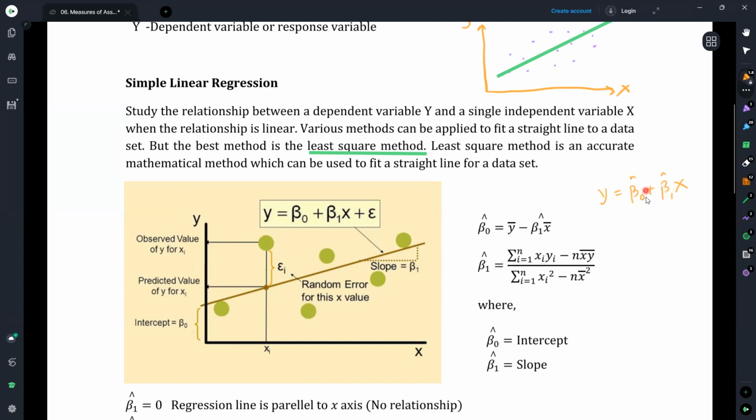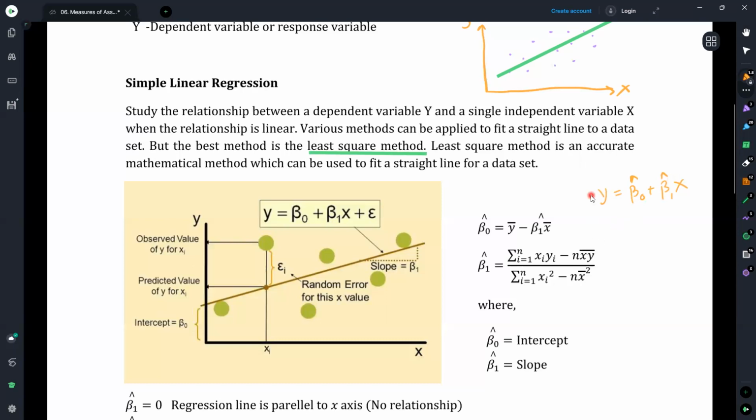Since we are estimating these two parameters, beta naught and beta 1, we can show them using the hat notation as well. Here, this is just a notation only, beta naught hat and beta 1 hat.